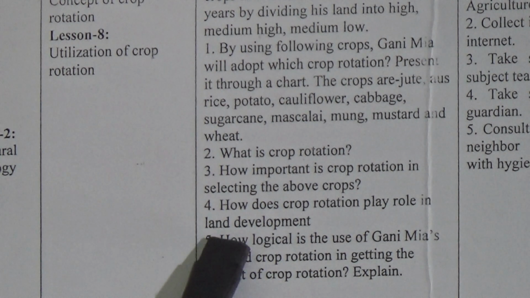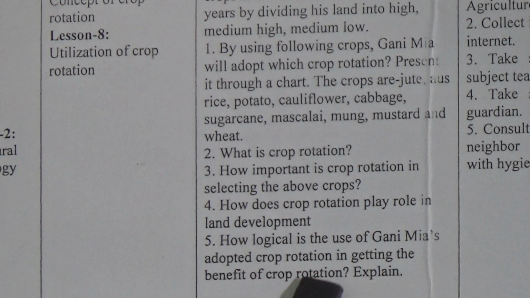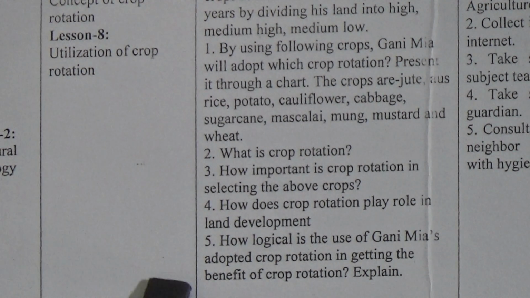And number 5, how logical is the use of Gonemia's adopted crop rotation in getting the benefit of crop rotation? Explain. Students, first of all, at the time of writing the answer to number 5, you will have to write that the method or way of cultivation of Gonemia is totally logical and I support it. Then you will elaborate how it's logical, or why he divided his land into 3 portions and what are its benefits, like this. Okay, and your assignment submission date is 11th September 2021.